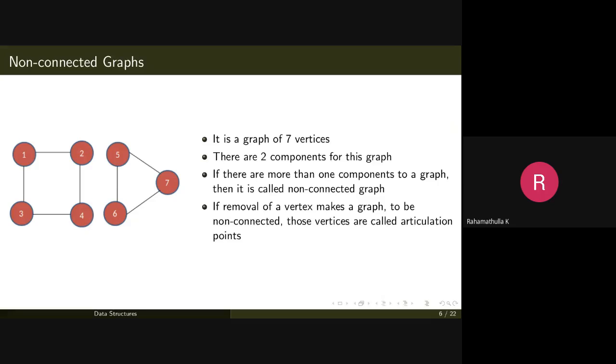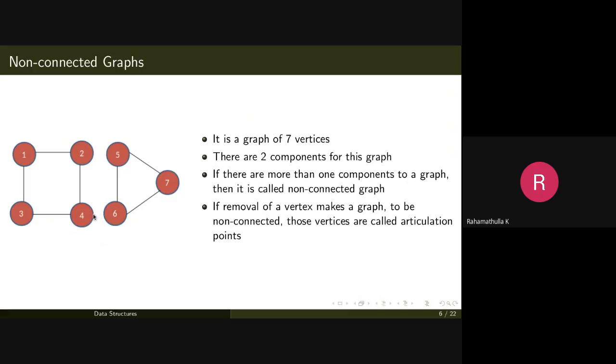Look at this example. This graph has 7 vertices: 1, 2, 3, 4, 5, 6, and 7. Here we can see that there are two components to this graph: 1, 2, 3, 4 as the first component, and 5, 6, 7 as the other component. If there is more than one component in a graph, then it is called a non-connected graph. If there is only one component for a graph, then we say it is a connected graph. This is a non-connected graph. For example, if there was an edge between 4 and 6 like this, then this would have been a connected graph.